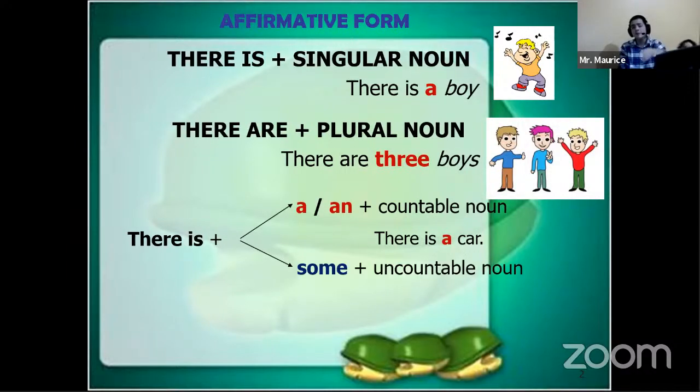For uncountable nouns, we have something else. Okay, I'm sorry, this is my daughter. We have the word some with uncountable nouns. There is some sugar, for example. There is some salt. There is some money, and so on. There is some water too.